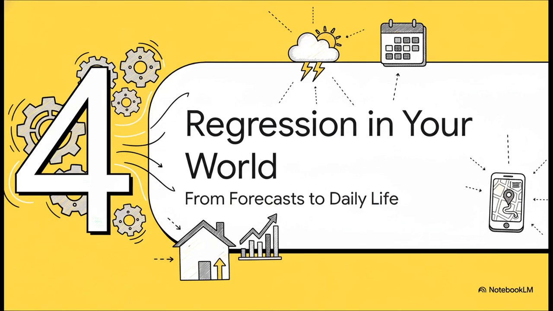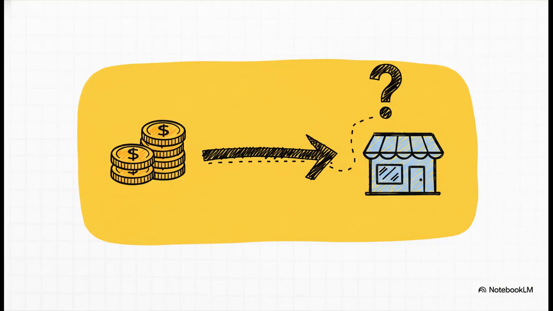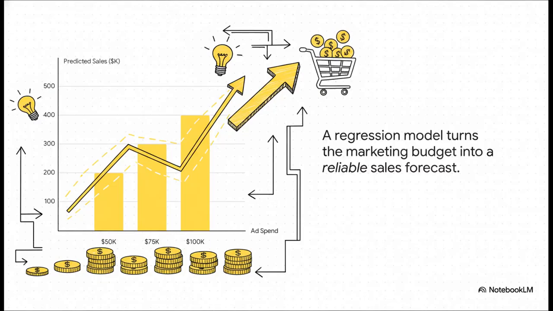Okay, so that's the theory, but why on earth should you care about any of this? Well, because this prediction machine is running silently in the background of our world every single day, making decisions that affect all of us. Let's look at a couple of examples. Let's kick things off with business. Imagine a company has a marketing budget, and they want to know how many sales they're going to get for their money. This is a total classic regression problem. So what they do is they analyze their past data, where ad spend is the X and sales is the Y. By building a regression model, they can literally turn their budget into a pretty reliable sales forecast. It lets them say, hey, if we spend 100 grand on ads, we can expect to bring in around 400 grand in sales. That is a seriously powerful tool for making smart business decisions.